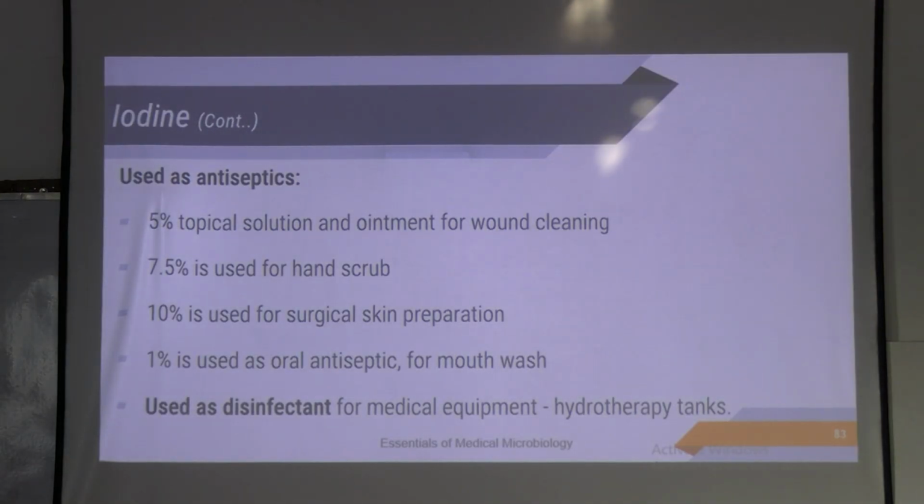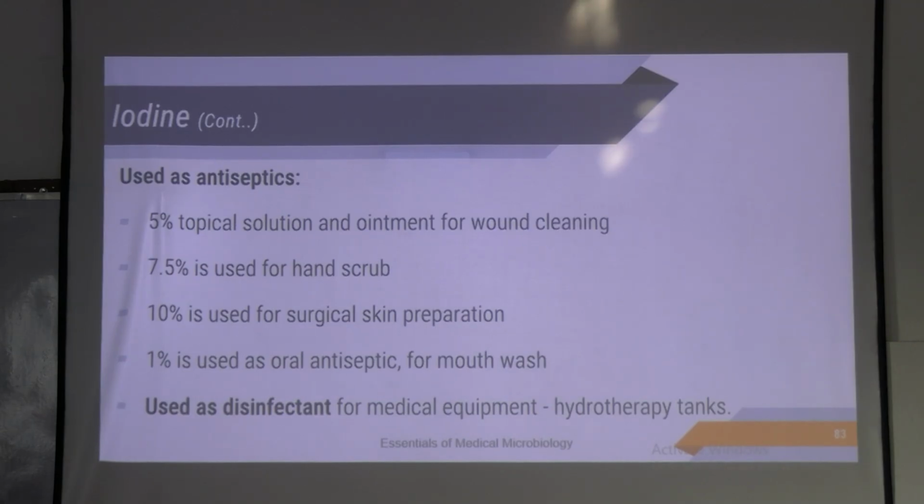Now, this is the percentage that is very important. Now, look at the percentage. Commonly 1%, or the least percentage, is used as oral antiseptic or mouthwash. The highest percentage, that is 10%, is used for surgical skin preparation, and the form would be tincture iodine. Less, like 7.5% or 5%, can be used for wound cleaning and hand cleaning.